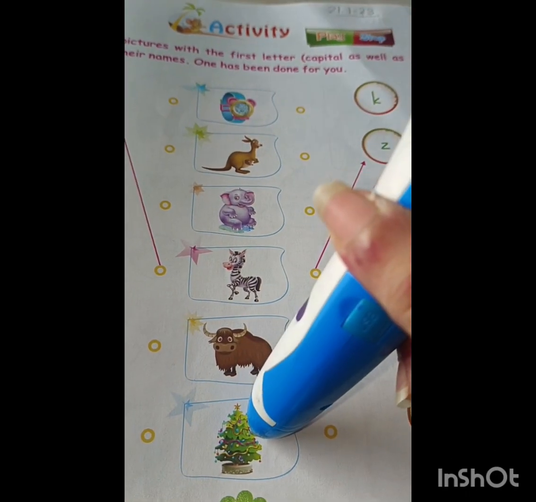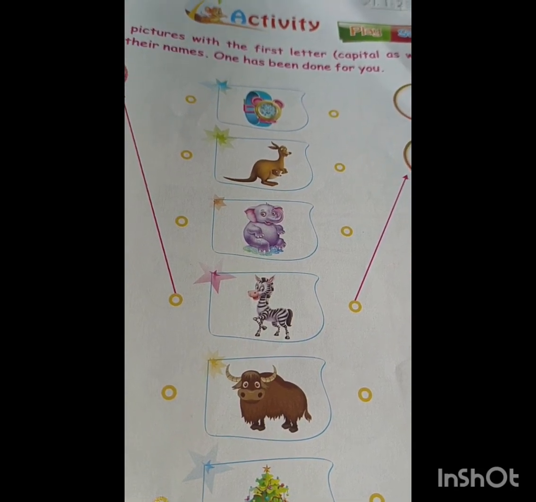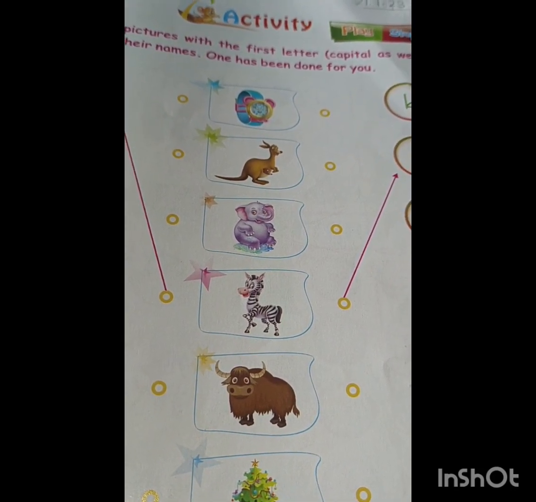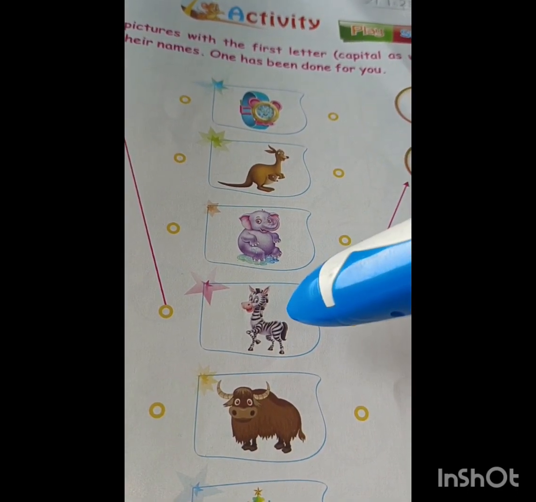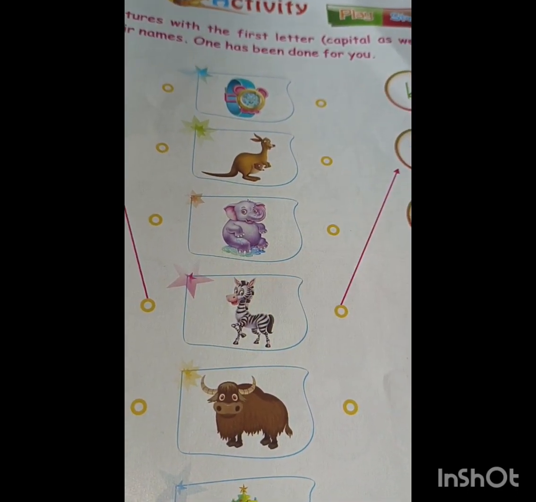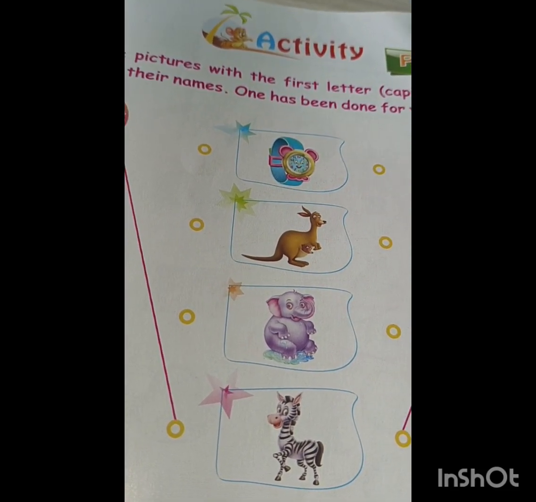X must be. Pick the image that starts with the letter Z. Letter Z. Letter Z sound. Z. Z. Z. Zebra. You're really a good judge. Let's get back. Okay, now start again.